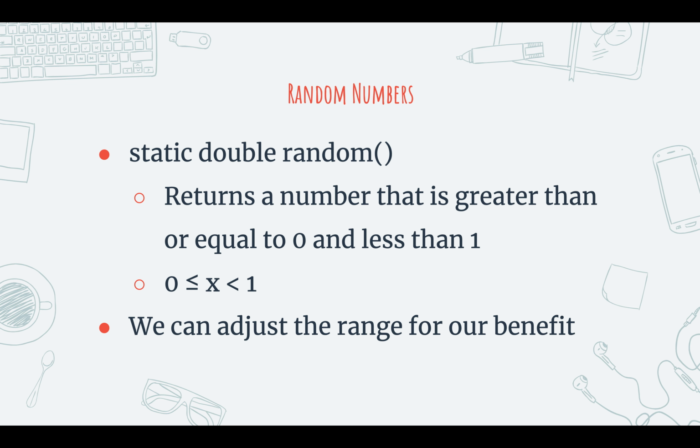So we have a static double random method signature, meaning that it returns a double, but the only doubles that it returns are values in between 0 and 1. And it's including 0, but it excludes 1. So Math.random will never return 1, but it could return 0. That is not off the table.